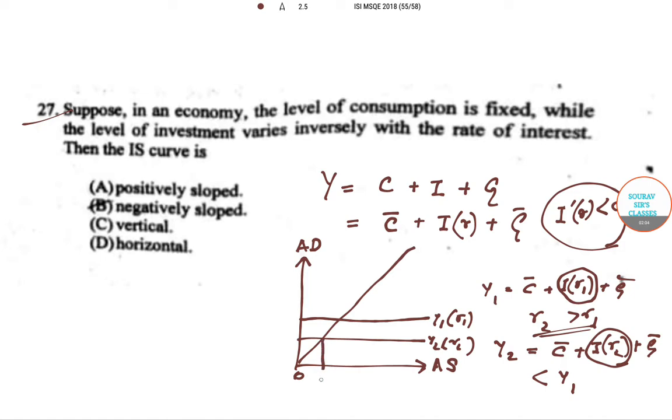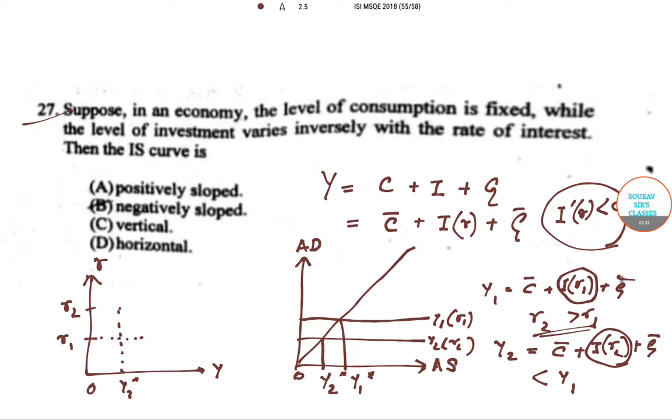So my Y2 star is this and my Y1 star is this. I'm plotting this with Y on x-axis and R on y-axis. Since R2 is more than R1, R2 is plotted above R1, R2 is Y2 star, and as seen before, Y1 star is more than Y2 star, so this will be here somewhere, and hence this is the IS curve. Thus IS curve will be negatively sloped.